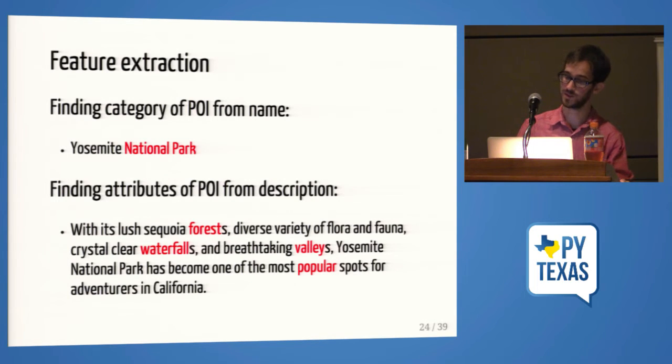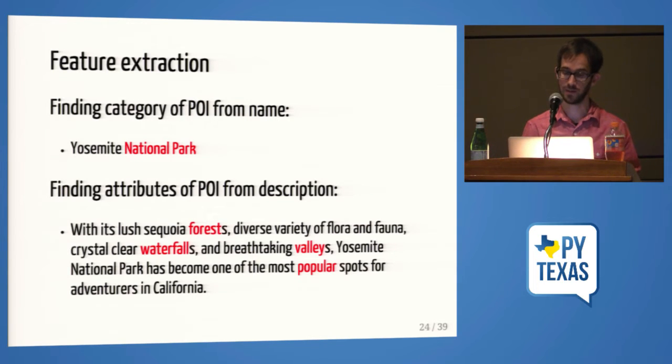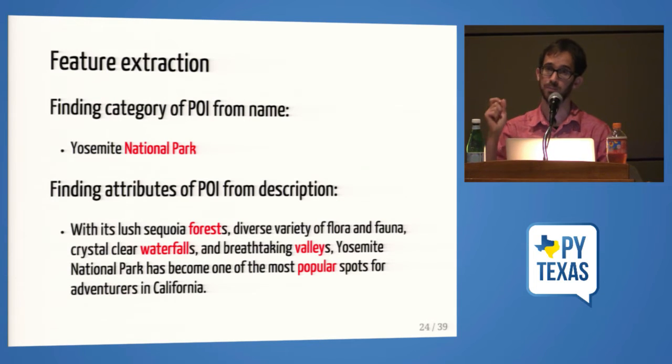Another thing that we can do is to analyze the description and try to find specific categories inside it as well, or features, so we can understand that Yosemite National Park has forests or waterfalls or valleys, and it's also a popular spot. This can help us also to rank our points of interest when we return them to the user.